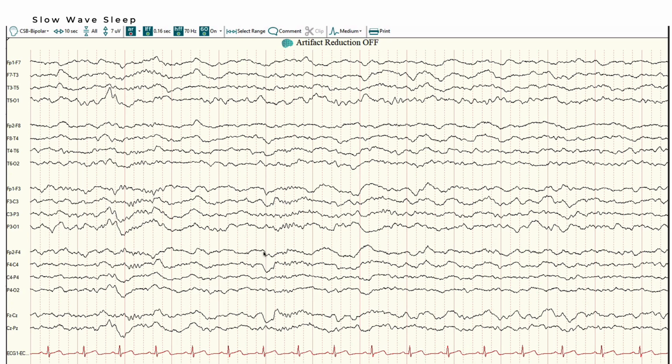And here's an example of slow wave sleep where you see the polymorphic delta diffusely, but you also still see some sleep spindles and whatnot mixed in, and that's okay. It's still graded as slow wave sleep if you see the polymorphic delta frequencies.